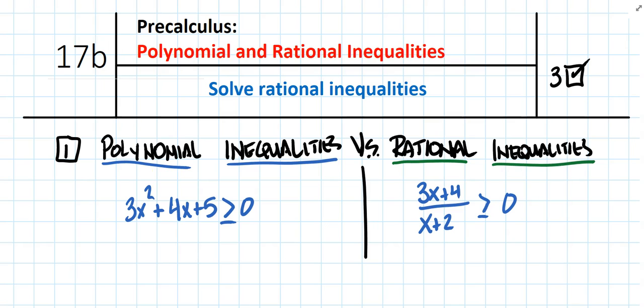The idea is exactly the same, but I want to make sure that you understand that a polynomial inequality is an inequality that has a polynomial in it, versus a rational inequality, which is an inequality that has a rational function in it. So there is a difference between the two, but the idea is still the same. We're going to find critical points and then take test points in those regions. So let's get started here.